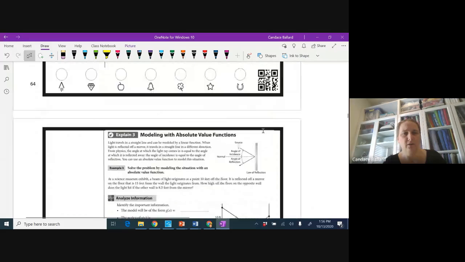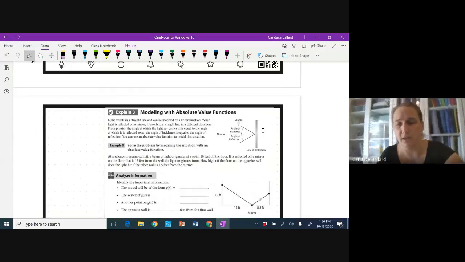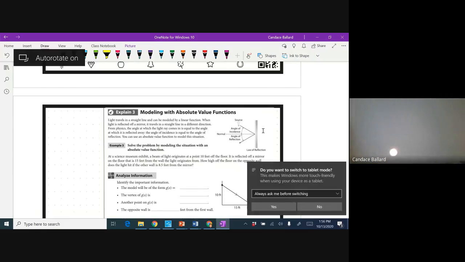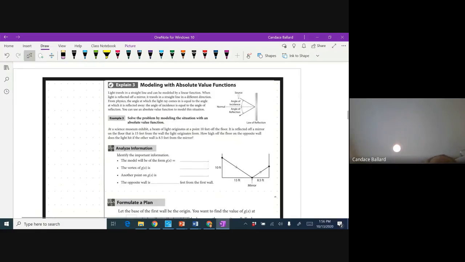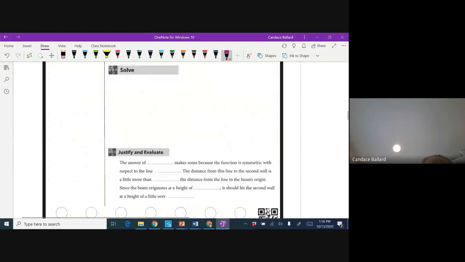Up here, we're going to get rid of explain 3. So we are not going to do explain 3. At some point, something has to go, so I don't want to just cut everything from the end of the year. So we're going to cut this one out and not worry about explain 3.